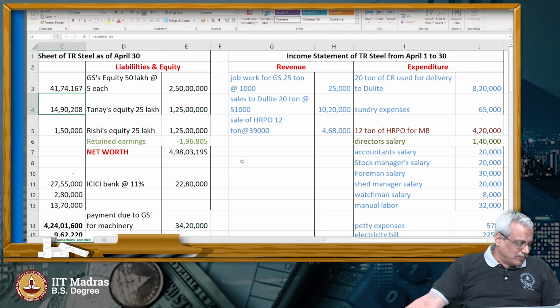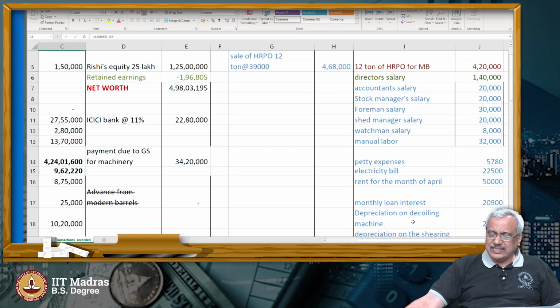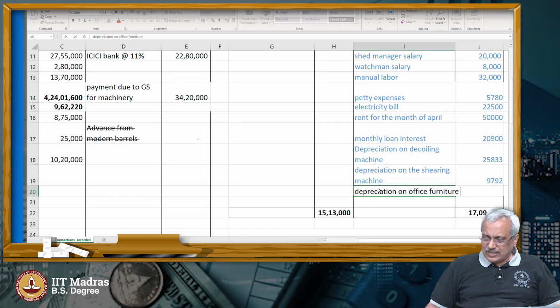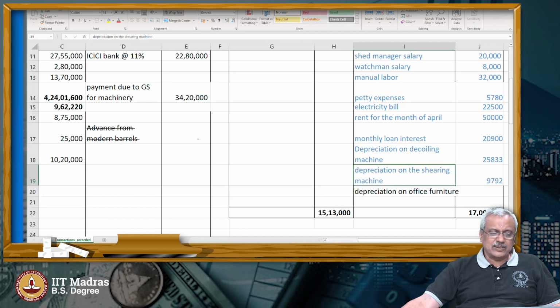Further, I will take one more aspect. There is office furniture which is bought for 1.5 lakhs. Useful life is 3 years. Now, I will say depreciation on office furniture. Please note, there is no salvage value indicated in this particular case.